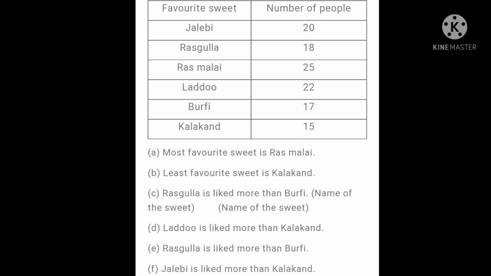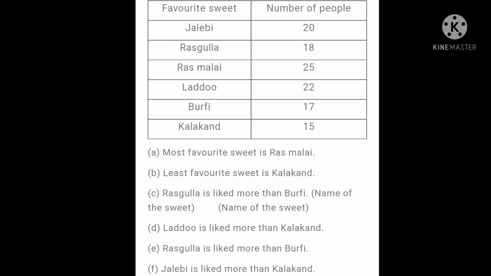We can fill the table like this. Favorite sweet jalebi, number of people 20, rasgulla 18, rasmalai 25, laddu 22, burfi 17, kalkand 15. Most favorite sweet is rasmalai because 25 people like rasmalai. Least favorite sweet is kalkand because only 15 people like kalkand.